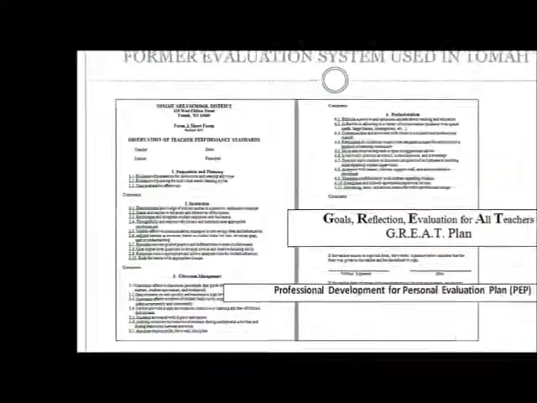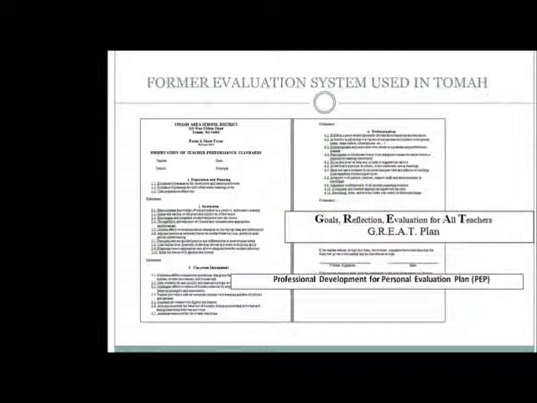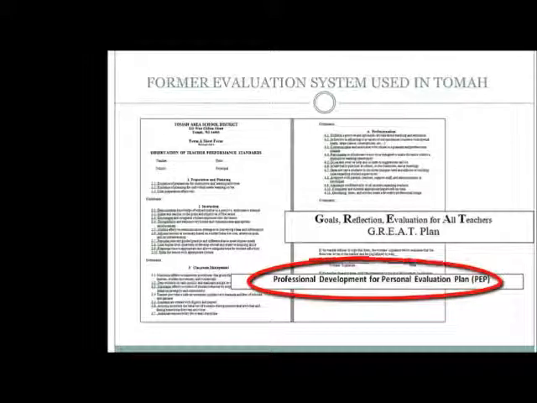Every year you were expected to write a great plan, and this was a plan in which you set your own personal goals and then reflected on your success in implementing that plan. There was no direct tie between your great plan and your evaluation. Lastly, you could also complete a PEP plan if you wanted to. This plan could take up to 3 years, and it involved a major goal which you wish to accomplish. Feedback from your building principal was provided, but whether your plan improved student achievement was never reflected in an evaluation.